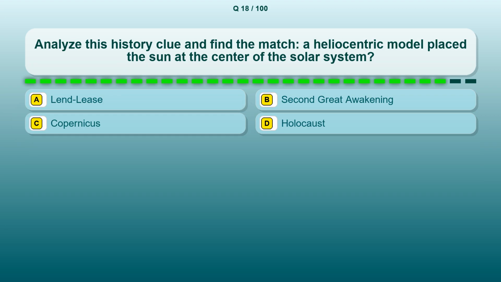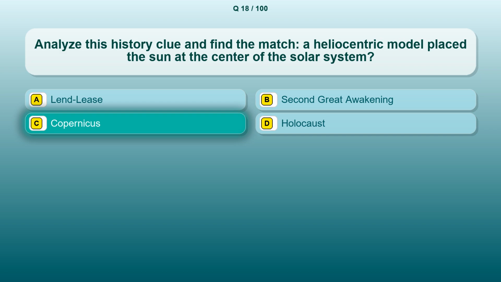Question 18. Analyze this history clue and find the match. A heliocentric model placed the Sun at the center of the solar system. Option A, Lend-Lease. Option B, Second Great Awakening. Option C, Copernicus. Option D, Holocaust.